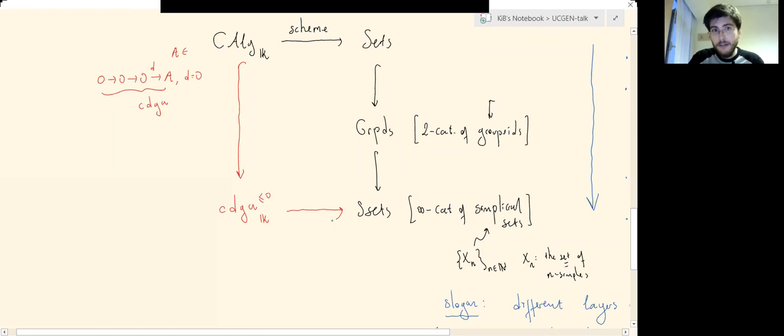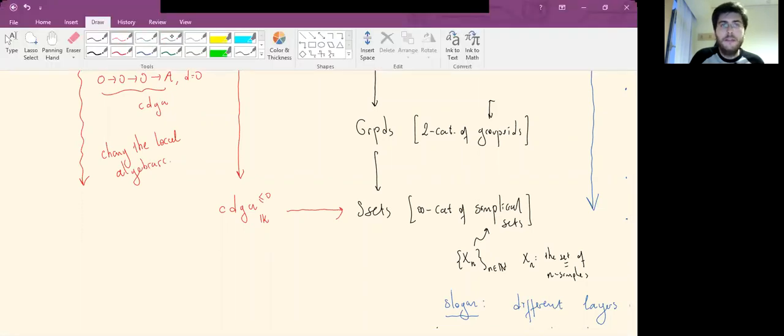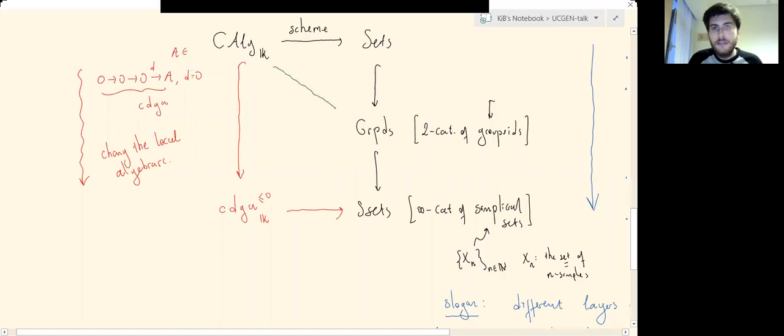What is changing here? We just change our local model. So what we are doing when we move in this direction is we basically change the local algebraic model. What does it mean? Let's complete the diagram and you will understand what's going on. This kind of assignment will now be called stacks. Remember, this is a scheme, this is a stack. These parts will be called higher stacks. And this part is called the derived stacks.